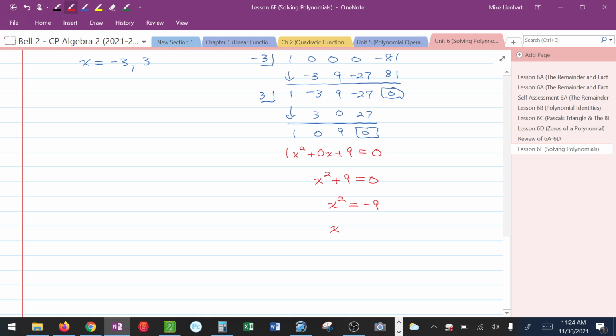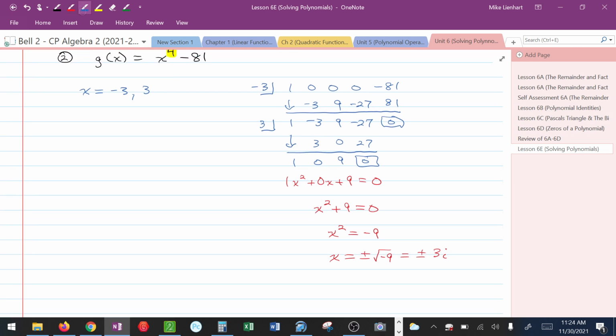I'm going to take the square root. Remember, when you take square roots, it's plus or minus the square root of -9, which would be plus or minus 3i. There's my other two solutions. I come back up here, and I'm going to write x is equal to 3i and -3i. And now you can see I have 4 solutions. 2 that were rational, 2 that were complex or imaginary.